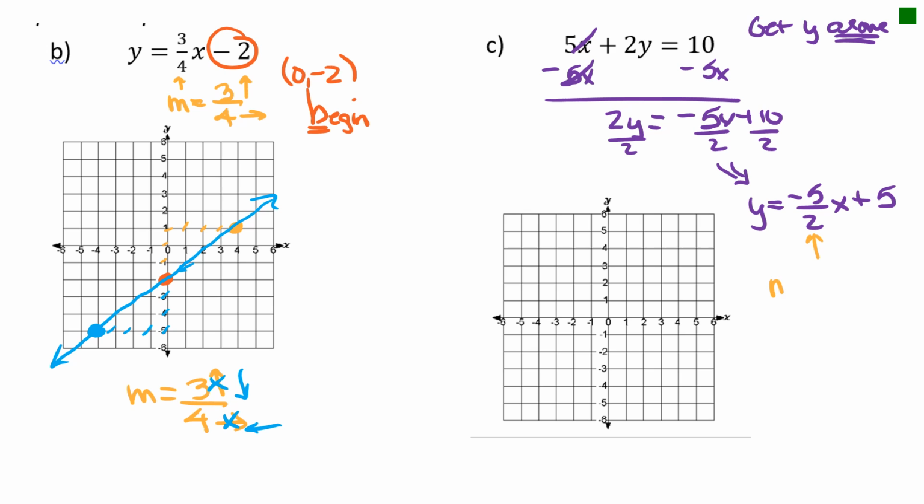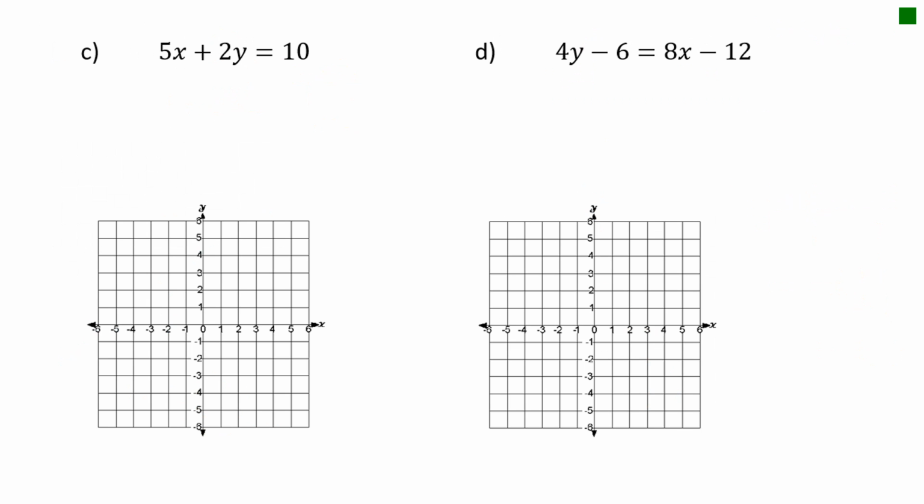Once the y is alone, my slope is the coefficient of x. It's telling me to go down 5, right 2. My y-intercept is my b, 0, 5. So you're going to begin on the y-axis at 0, 5. You're going to go down 1, 2, 3, 4, 5, and right 1, 2. There's your next point. Down 5, right 2. There's your next point. Connect those little puppies, and look at that. You've got a beautiful line.